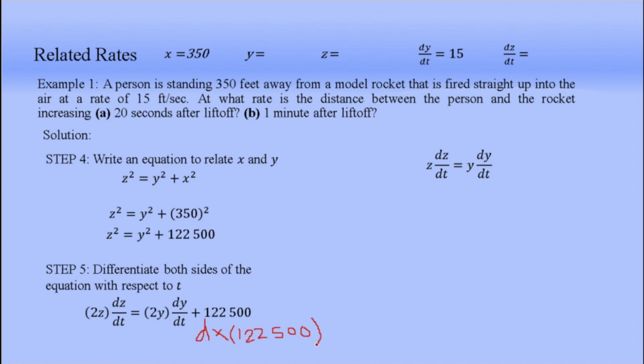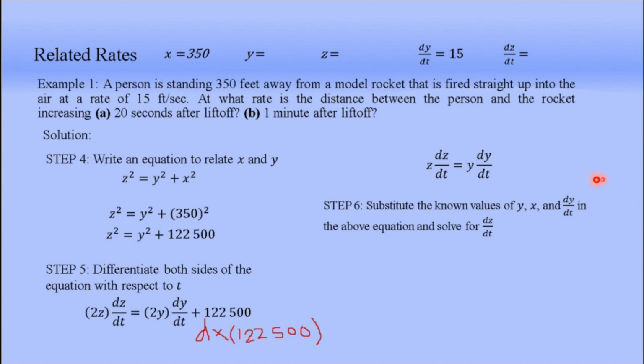What is the derivative of 122,500? It is 0. So again, you can cancel the 2, so it's just going to be z dz/dt equals y dy/dt. And now, step 6 is we're going to substitute the known values of y, z, and dy/dt in the equation and solve for dz/dt, or solve for the derivative of z with respect to t.